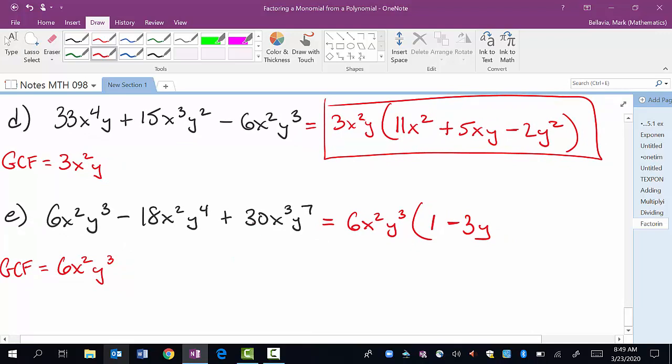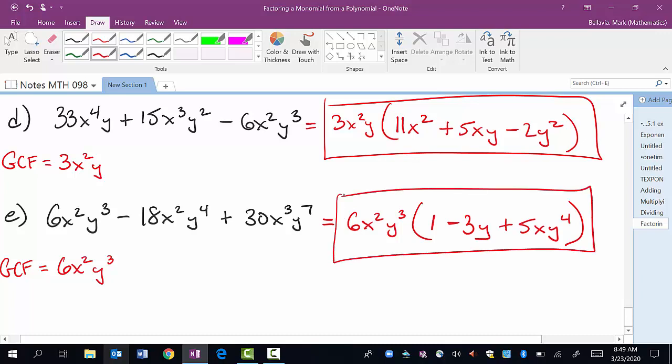And then for the last term, positive 30 divided by 6 makes this positive 5. X to the third, you're taking out x squared, so you just have a single x. Y to the seventh, you took out y to the third, so you're left with y to the fourth. And then you factored it. Remember, you're looking for the greatest common factor when you're factoring it out.